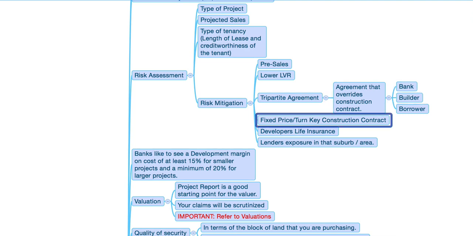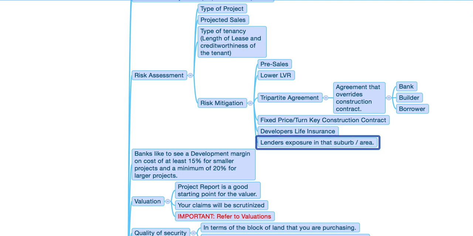They would also look at the fixed price turnkey construction contract, because banks always want one, irrespective of the kind of arrangement you've got with your building contractor. Banks would always want to see a fixed price construction contract. Developer's life insurance: a lot of banks ask for it. In fact, I'm getting one for myself for a project that we are doing, and the lenders have asked for it. Then there is the lender's exposure in that suburb or area.